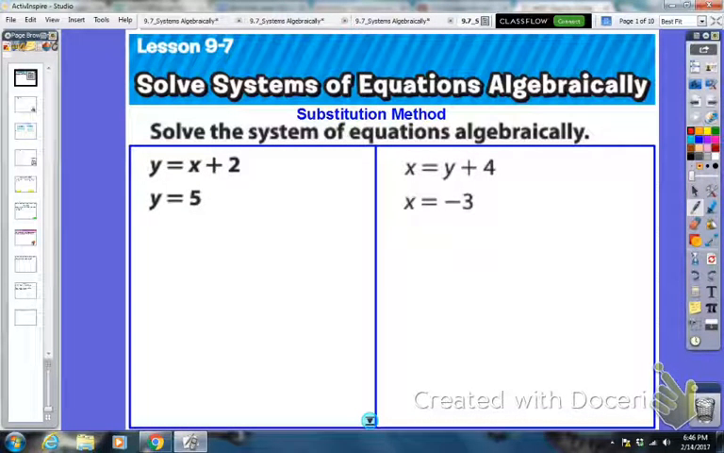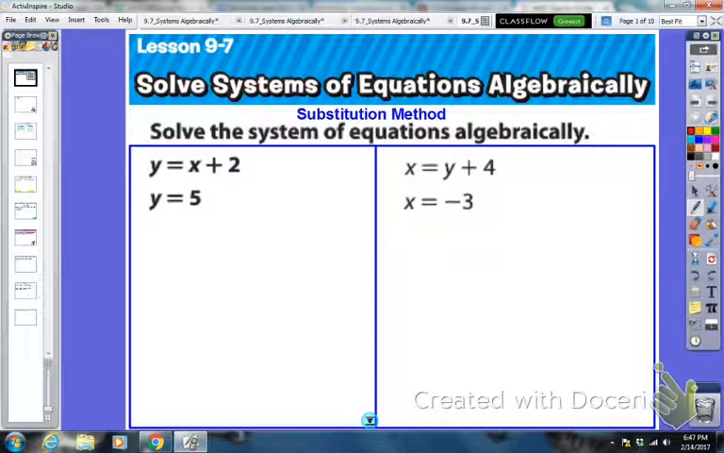This is lesson 9.7, solving a system of equations algebraically. So, we're going to have two equations in our system, y equals x plus 2 and y equals 5. So it gives us the x value, or the y value.